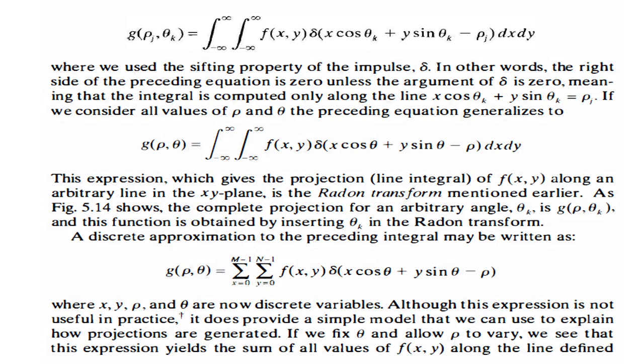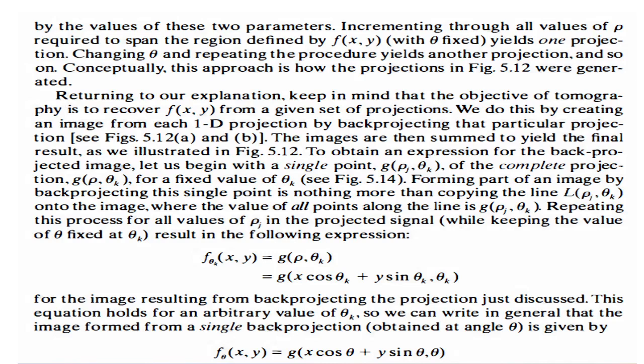This expression gives the projection of f of x comma y along an arbitrary line in the xy plane, and this is called the Radon transform. As this figure shows, g of rho, theta k is the Radon transform. So the approximation can be written like this, by the values of these two parameters. Mainly we are projecting with theta k.